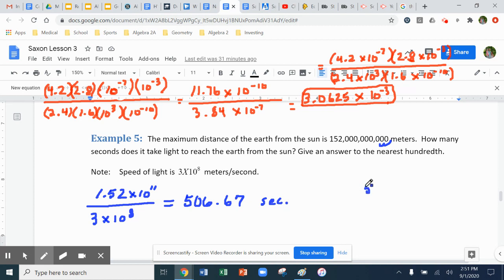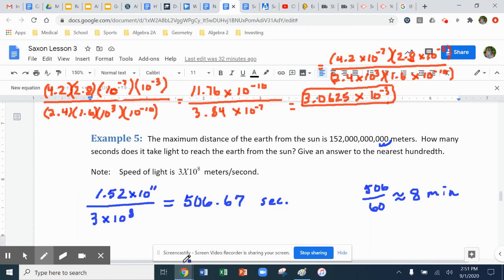So 506 divided by 60 is roughly a little over 8 minutes. So it's roughly about 8 minutes. So it takes sunlight about 8 minutes to reach Earth. So technically, if the sun did burn out, it would take us about 8 minutes before we would realize that the sun was in fact burned out.